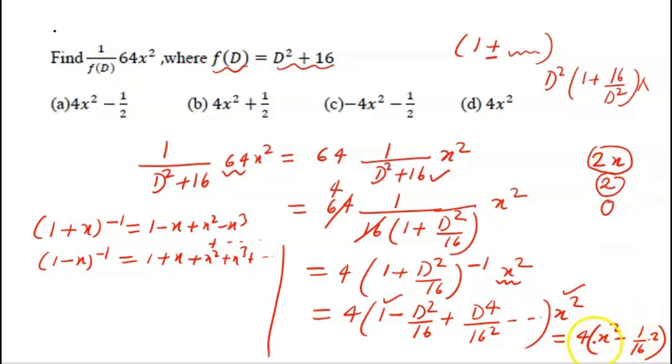So basically what is the answer? 4x square. Let me write it here because we don't have space. The answer is 4 into x square. So I am writing here 4x square minus 4 into 2 by 16. So this term and this term cancel, 2 and 4 cancel, 1 by 2. So we are getting 4x square minus 1 by 2. So the correct option is A. This was an interesting question. I hope you understood it.